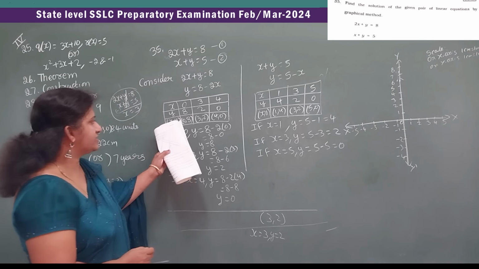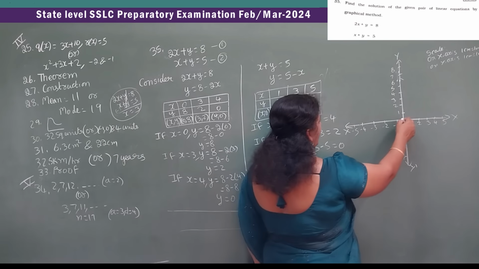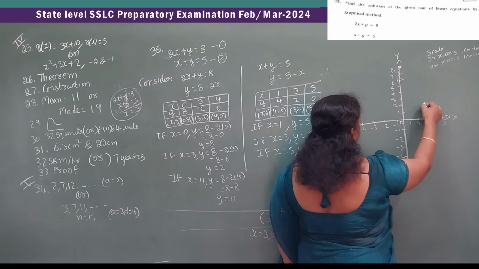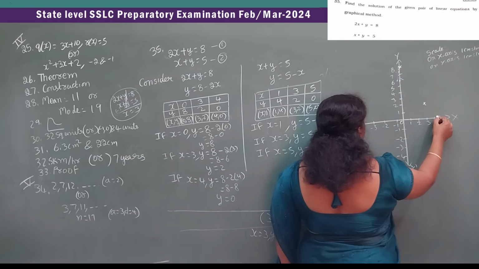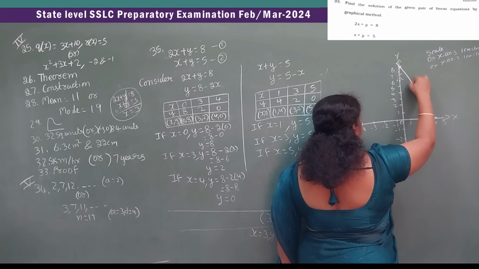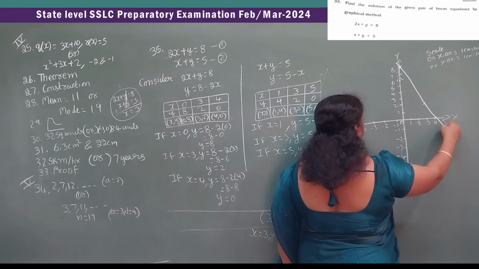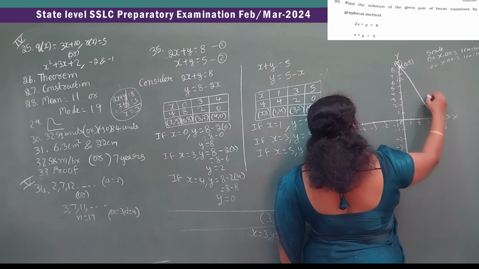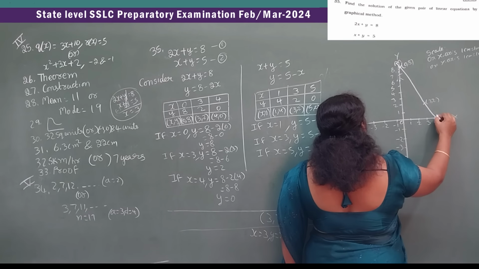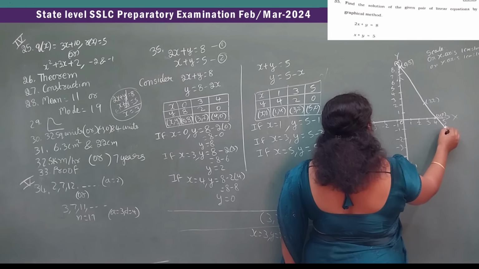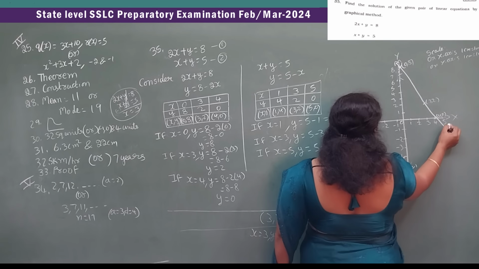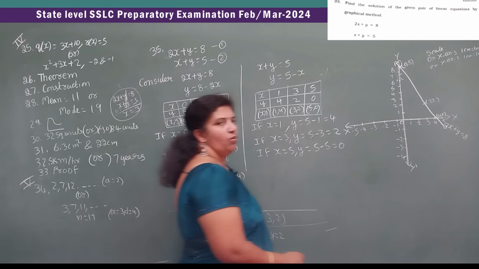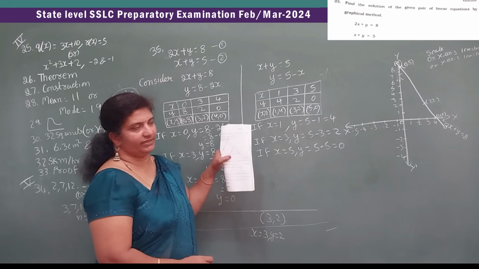Okay, now plot these coordinates: 0, 8 here, and 3, 2, 4, 0. So just roughly I am doing a graph like this. You are going to get a line through 0, 8, 3, 2, 4, 0. And what is this equation? 2x plus y is equal to 8. One table is completed.